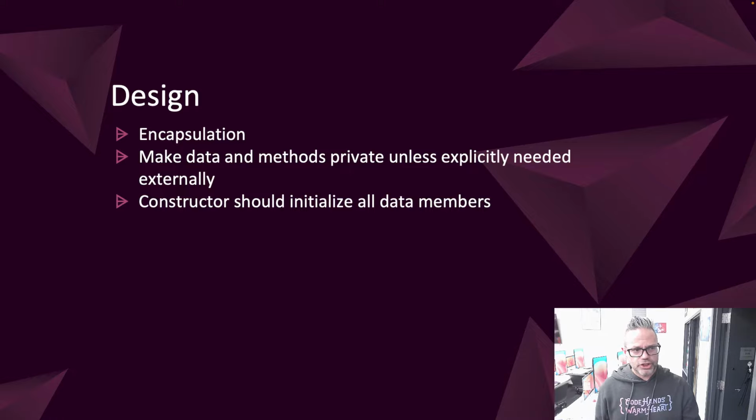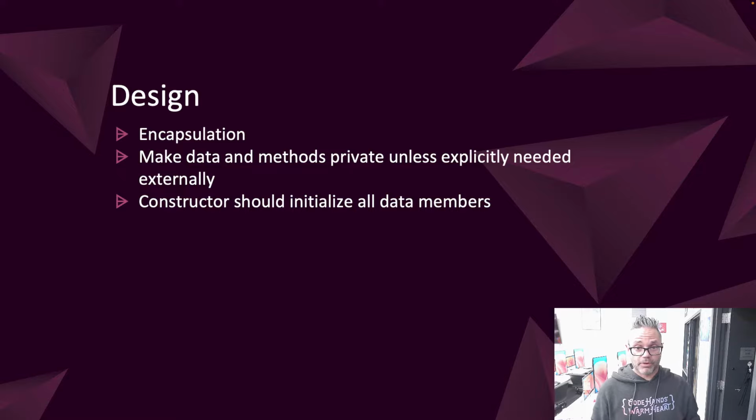We also want to make sure that our data and our methods are private unless they're explicitly needed externally. So if you have a data member, those are always private. That's just the standard rule that always applies for data members, or local or class variables or instance variables or properties or fields or whatever your textbook and your teacher call them. Constructors should initialize all of our data members. Great idea for that. If we have a data member, it needs to be initialized in the constructor.